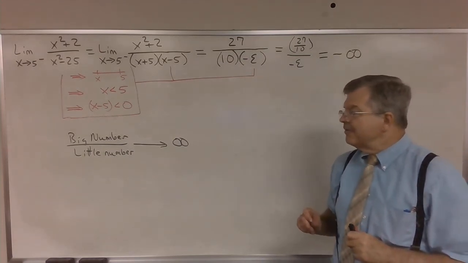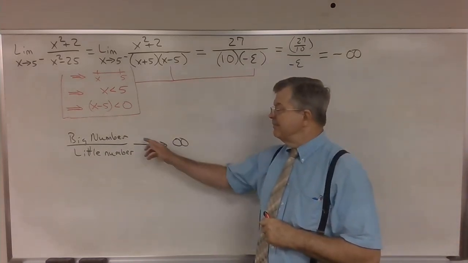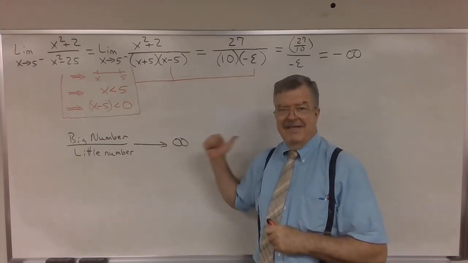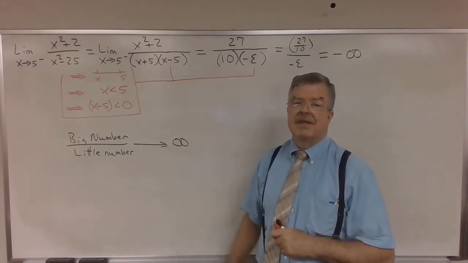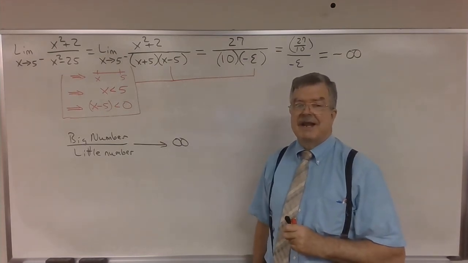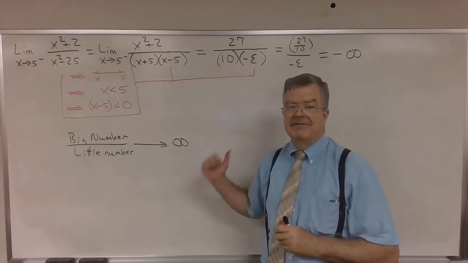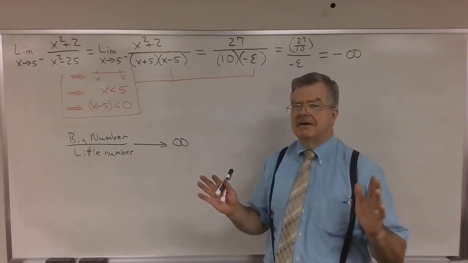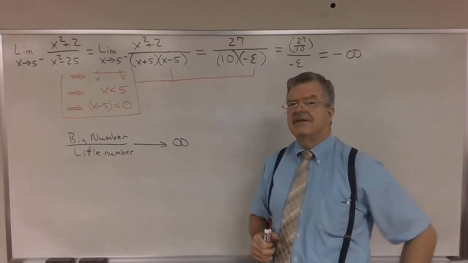So we just sort of remember, if we're computing a limit, and our limit is of the form big number over little number, that thing's going to infinity. And if we have a negative sign out in front, then it's going to go to negative infinity, which means that it's getting infinitely large, but in the negative direction.